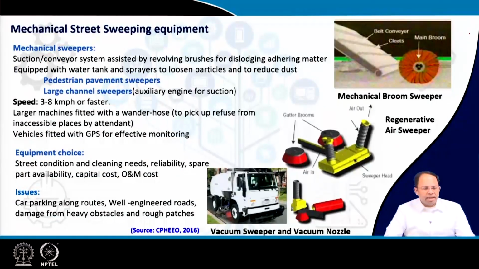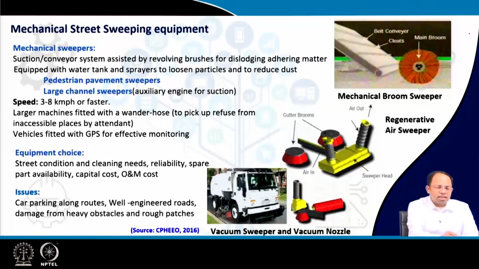Now coming to mechanical devices, they could be based on either a suction system or a conveyor system, and in both cases these are assisted by revolving brushes, the purpose of which is to dislodge the adhering garbage from the streets. The brushes rotate at a higher speed, which loosens the dirt and the garbage, and then either using the conveyor system or the suction system, we can take the garbage into the vehicle itself.